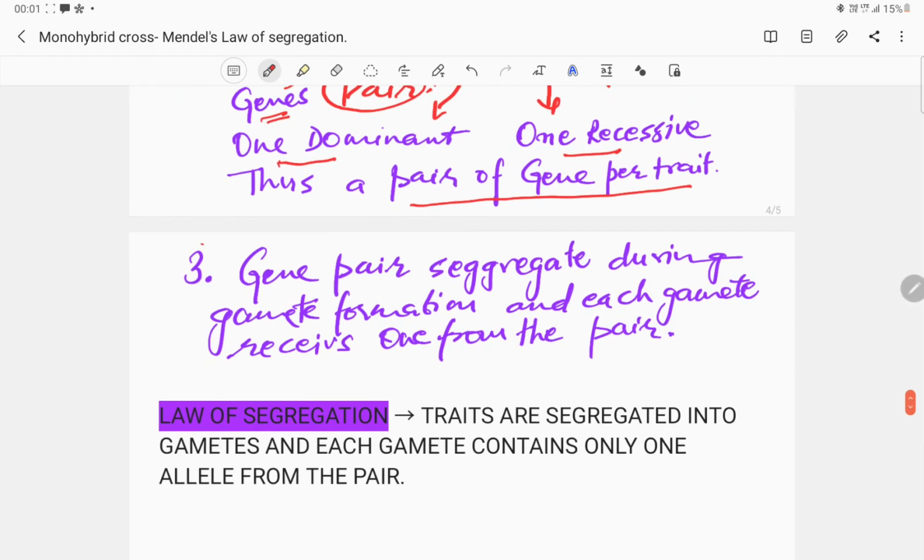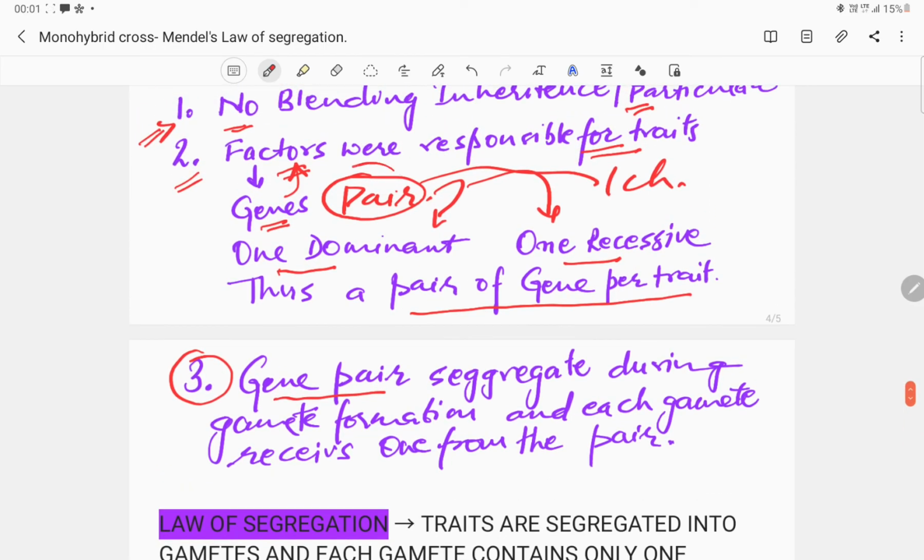Now comes the third and the most important part, which is the reason why this particular outcome is also known as Mendel's first law or the law of segregation. Mendel concluded at the end of the experiment that the gene pair, we are talking about this gene pair that we have just discovered, he said that there is a pair of genes present controlling one trait.